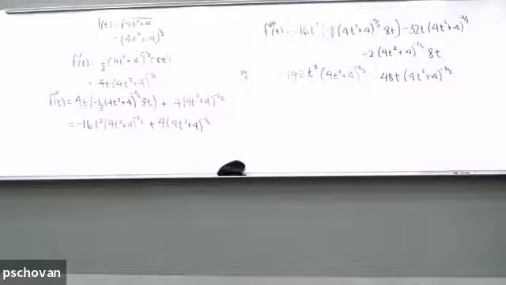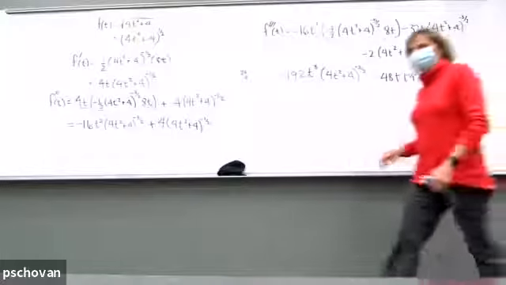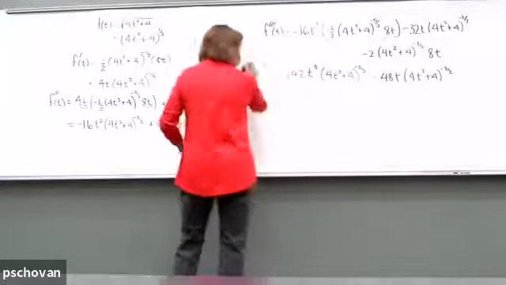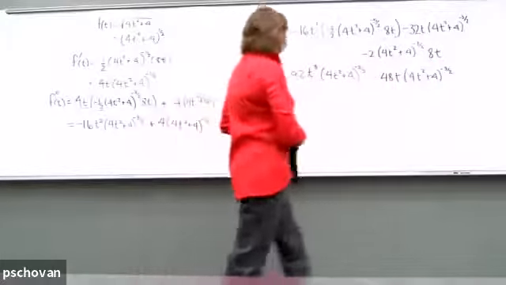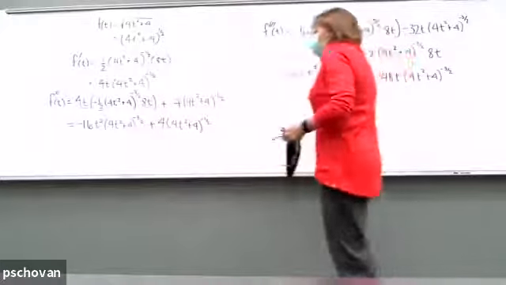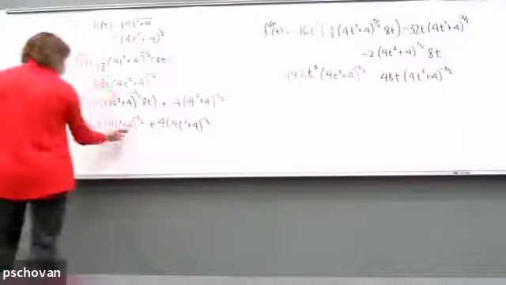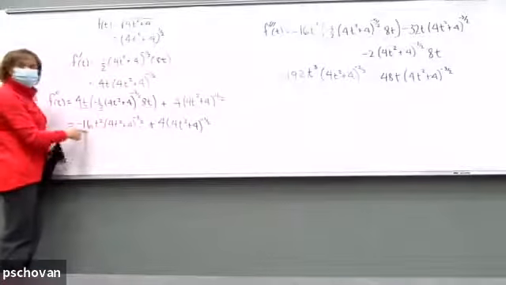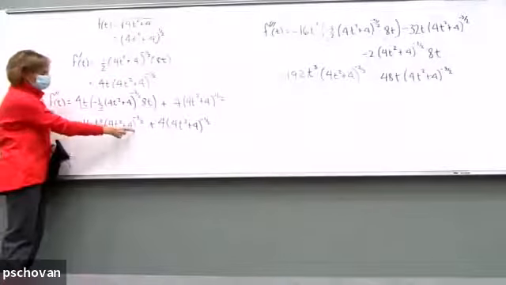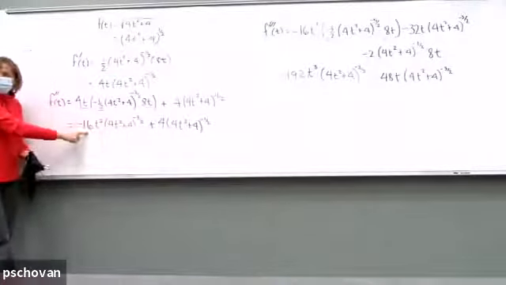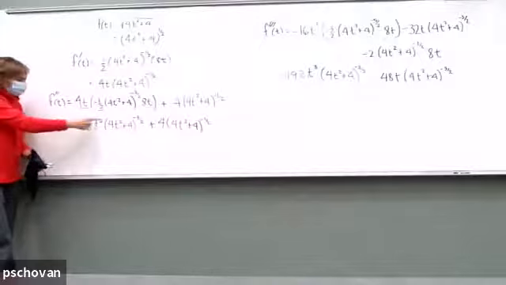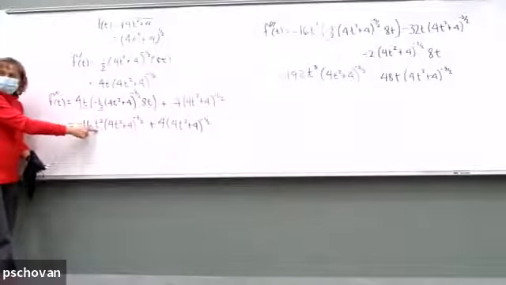Let's see, this came from the second half of the product rule. The first half was copy this down, take the derivative of that. Then I copied that down and took the derivative here. And that gives me the negative 32t.